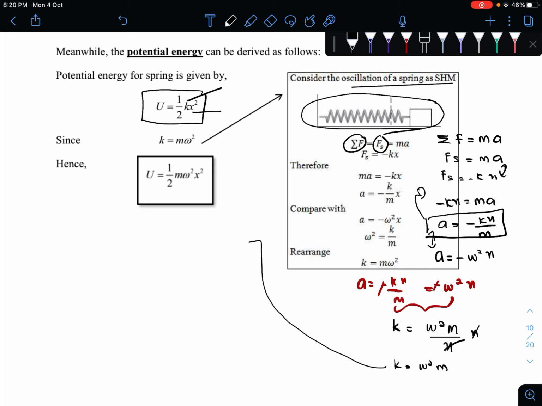So you're going to substitute this equation for the spring constant, which we said depends on the type of spring, into the general equation of the potential energy. 1 over 2, where k we substitute m omega square, x square. So this is the equation we use for simple harmonic motion for potential energy.